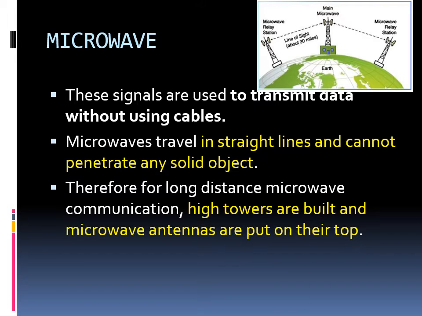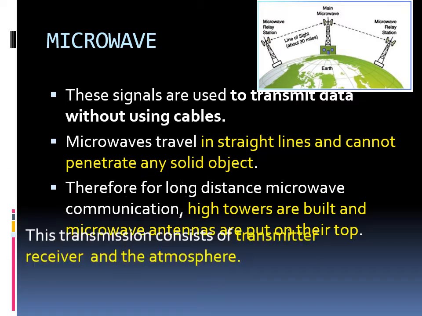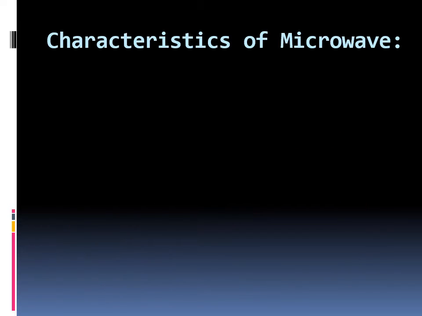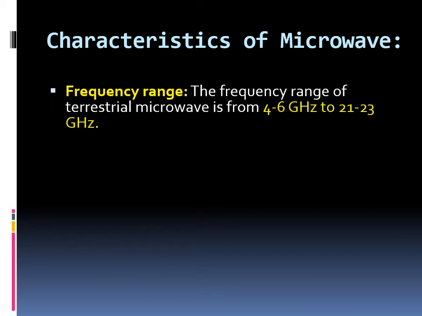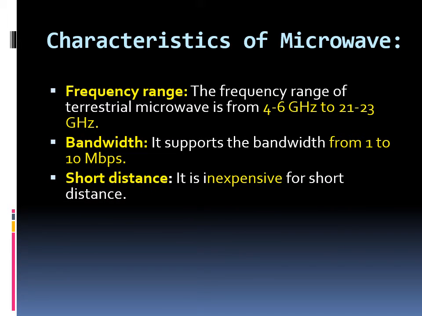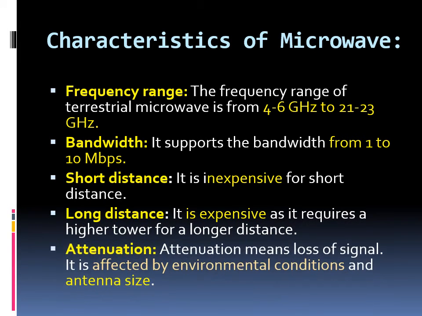For long distance, microwave requires high towers and also requires an antenna on the top of the towers. You can see the pictures to understand. It requires one transmitter and one receiver. Its frequency ranges start from 4 to 6 gigahertz and end with 21 to 23 gigahertz. Bandwidth is 1 to 10 megabits per second. It is very inexpensive over short distances, but very expensive over long distances.